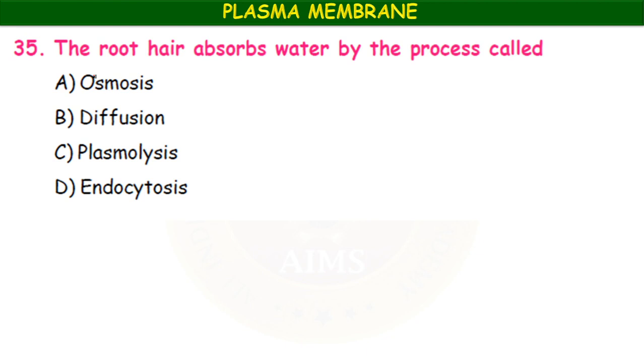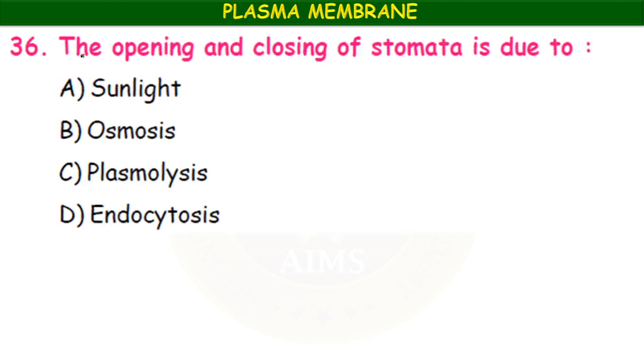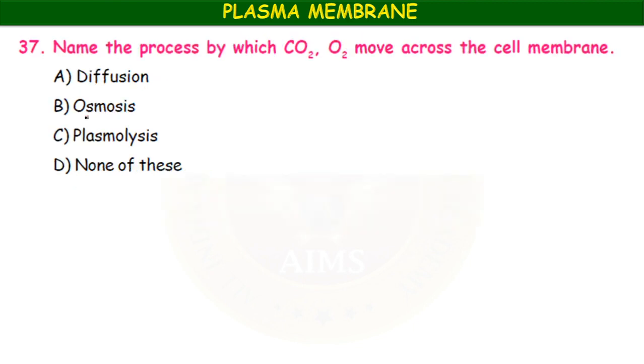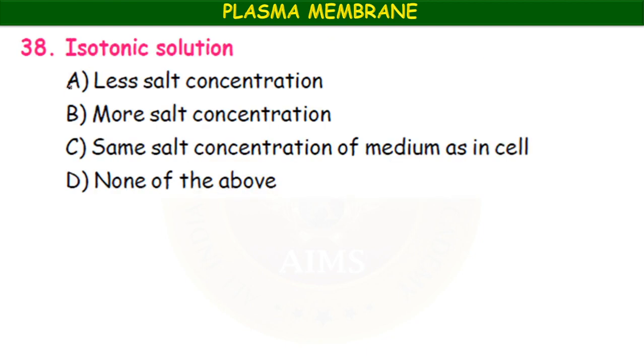The root hair absorbs water by the process called osmosis, diffusion, plasmolysis, endocytosis. Osmosis. The opening and closing of stomata is due to sunlight, osmosis, plasmolysis, endocytosis. It is due to osmosis. Name the process by which carbon dioxide and oxygen move across the cell membrane: diffusion, osmosis, plasmolysis, none of these. It is by diffusion, the process by which oxygen and carbon dioxide move across the cell membrane.